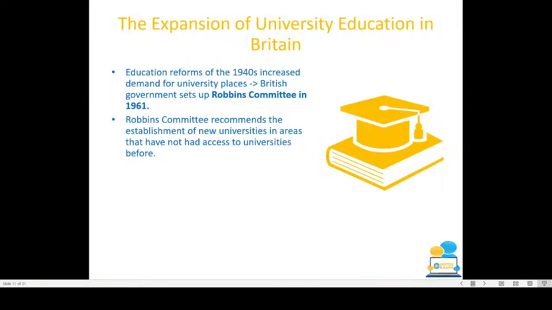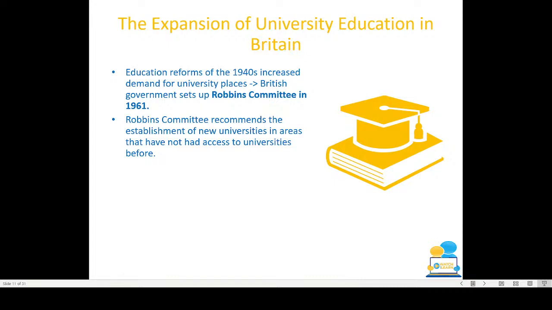So the expansion of university education in Britain. So education reforms of the 40s increased demand for university places. So this all began with the British government setting up the Robbins Committee in 1961. This Robbins Committee recommends the establishment of new universities in areas that have not had access to universities before. So we're looking for an expansion of university education.